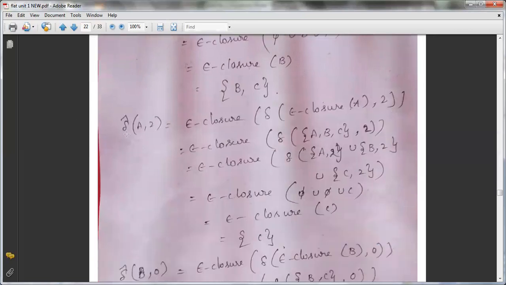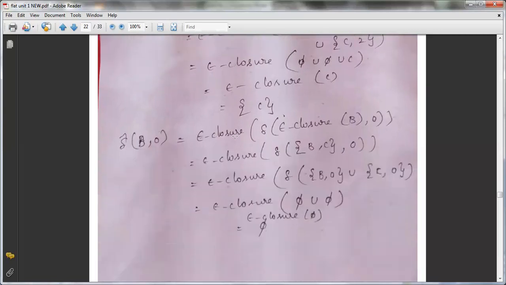And coming to A comma 2. I have to calculate A comma 2 also. So epsilon closure of A comma 2. The epsilon closure of A we have already calculated: A, B, C. So A comma 2, B comma 2 and C comma 2. Here A on 2: if you give the input 2 to A, what are you going to get? Pi. If you give the input 2 to B, what are you going to get? Pi. If you give the input 2 to C, what are you going to get? C. So the epsilon closure of C is C here.